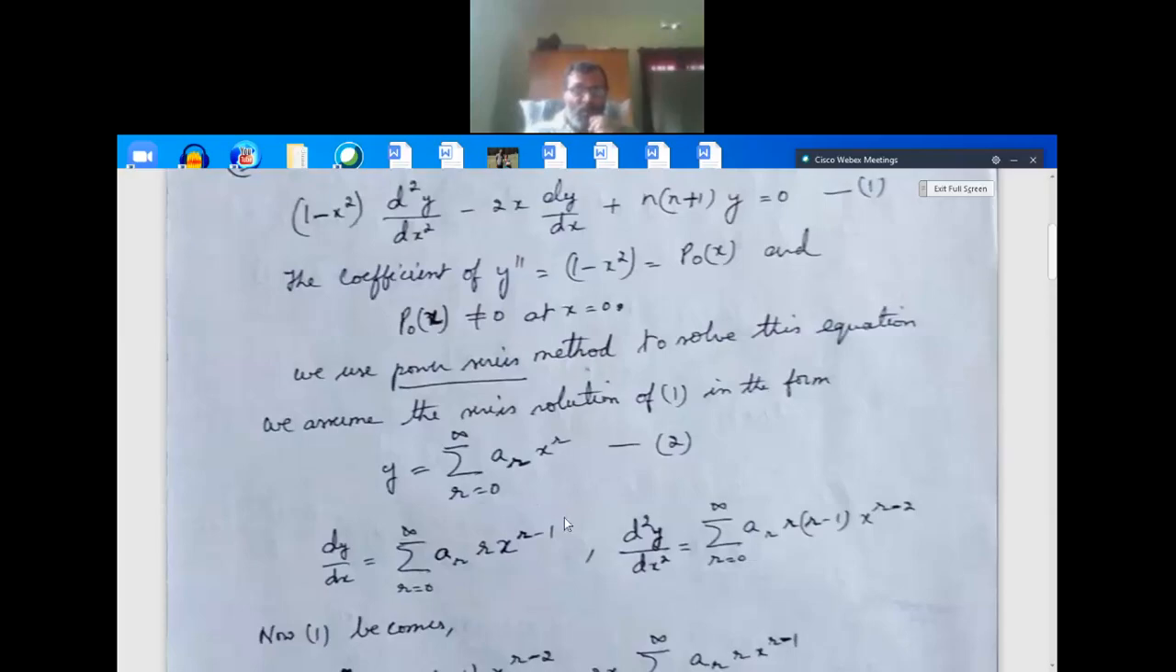Now, since this is a solution, it satisfies the equation. I have to substitute it in d squared y by dx squared, in dy by dx, and so on. All these things I have to substitute.